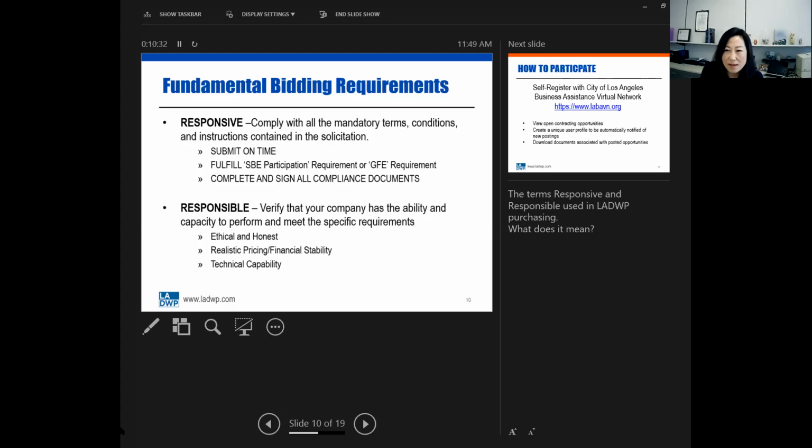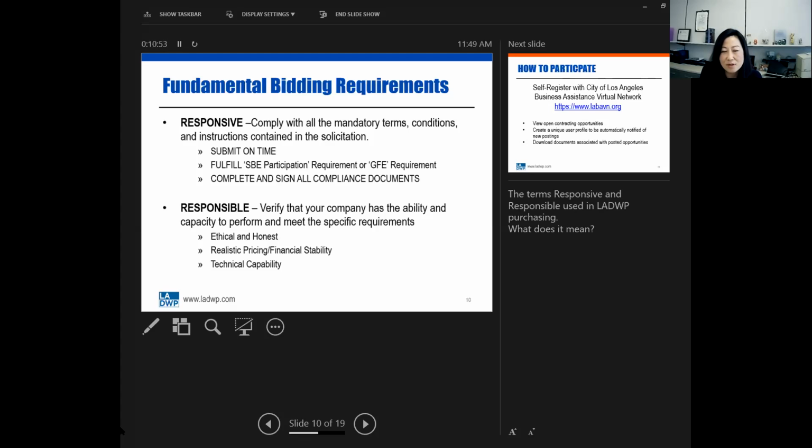you cross your T's and dot your I's, because I've seen really good bids, low priced and whatnot, get thrown out just because they were not responsive. They did not turn something in on time. They failed to sign a piece of paper, or didn't do something that said it was a mandatory requirement.